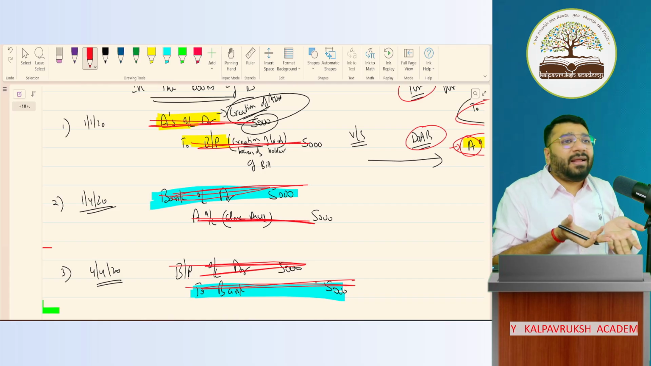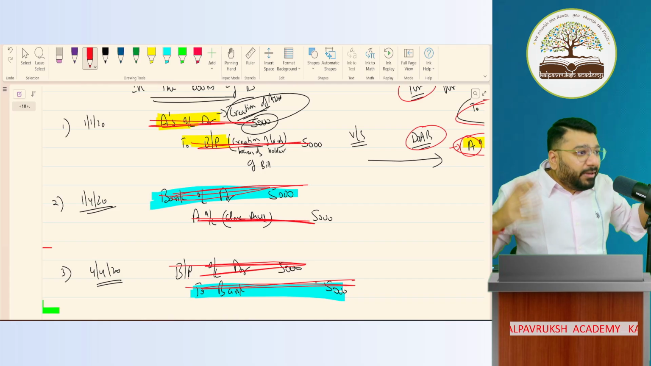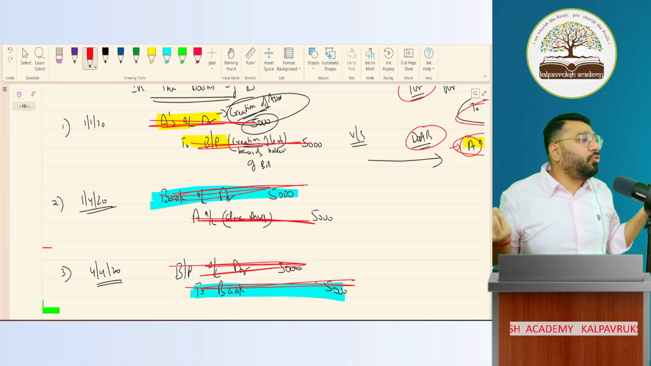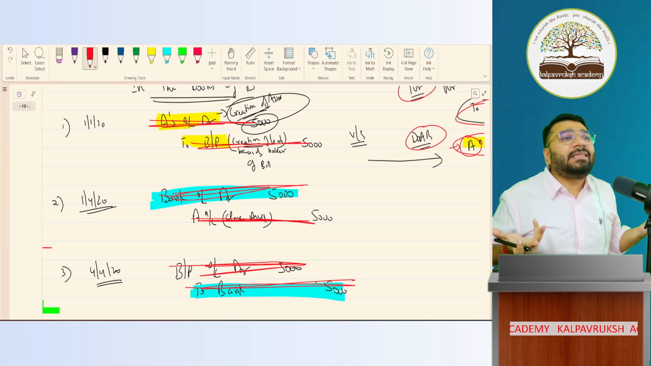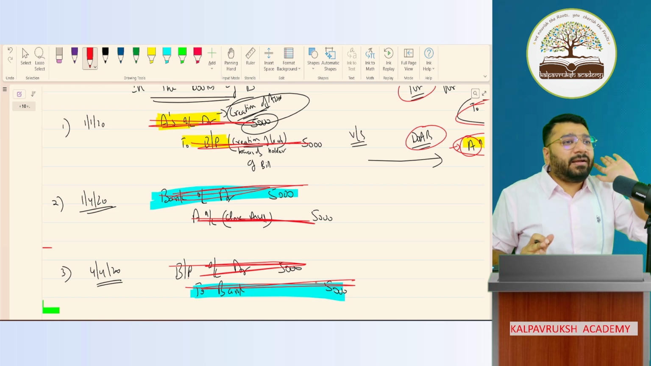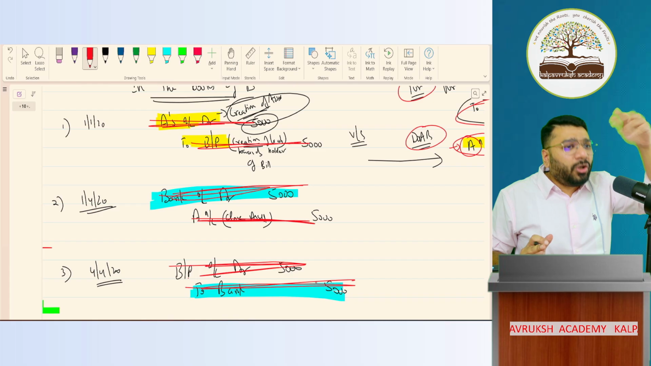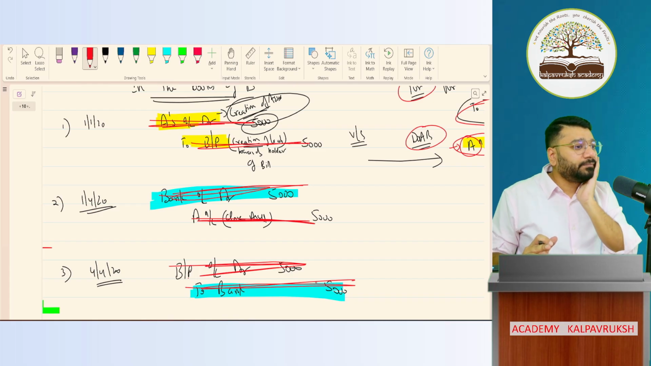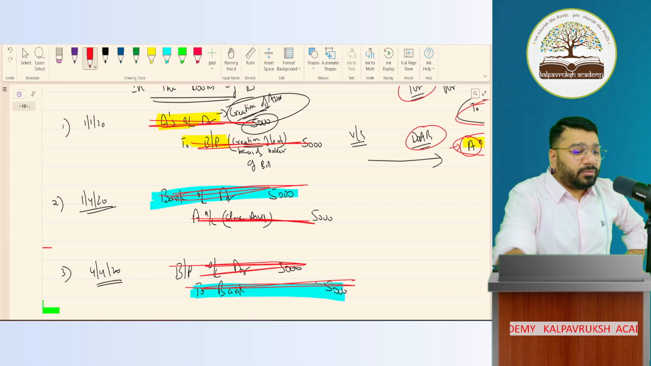In this entire transaction, did anything get created for B? Did any asset, liability, expense or income get created? Something happened to B? No, because B has not enjoyed anything in this entire process. So what transaction will get created for him? Nothing will get created. Neither asset, nor liability, nor expense, nor income. Clear or not clear? Now what is the doubt, ma? Which book? Question.